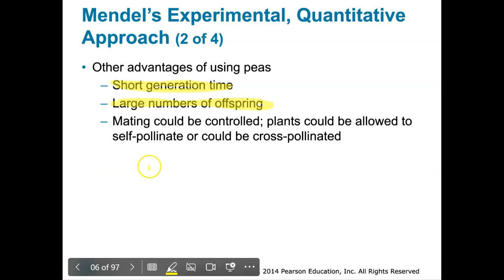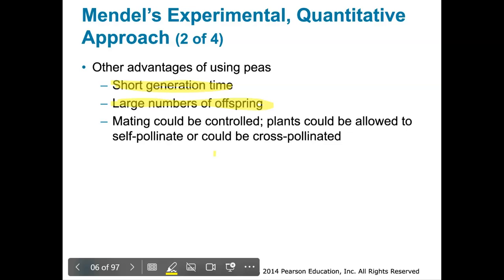You can also, with garden peas, control mating. It would be really hard to get two humans to mate just for the purpose of discovering what the baby that has been crossed between these two individuals is going to look like. You may get some individuals to agree to that for a certain amount of money. But with garden peas, you don't have to spend a whole lot of money, and you can control which garden peas are crossed with which garden pea plants.